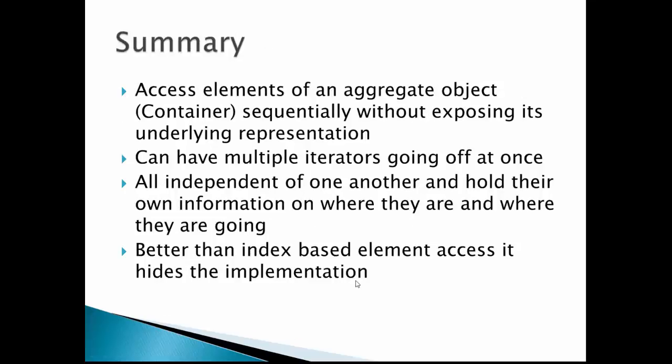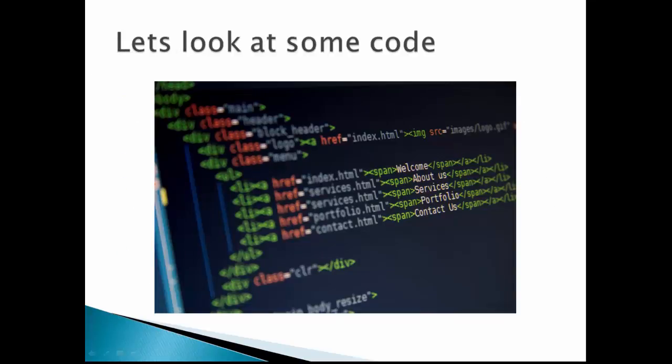So, summary of the iterator pattern. You can access elements of an aggregate object, a container, sequentially without exposing its underlying representation. You can have multiple iterators going off at once. They're all independent of one another and hold their own information on where they're going and where they are currently. And they're much better than index-based element access because it hides the implementation. The original implementation doesn't need to be brought into account when you're using the iterator pattern. Alright, so let's look at some code.